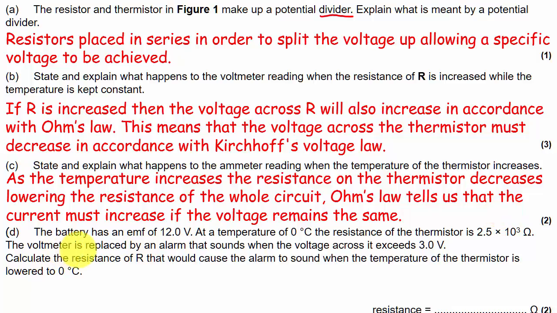Okay, so next bit. The battery has an EMF of 12 volts at a temperature of 0 degrees Celsius. The resistance of the thermistor is this. If the voltmeter is replaced by an alarm that sounds when the voltage across it exceeds 3 volts, calculate the resistance of R that would cause the alarm to sound when the temperature of the thermistor is lowered to 0 degrees Celsius. Right, so we need to go back and look at the diagram carefully.